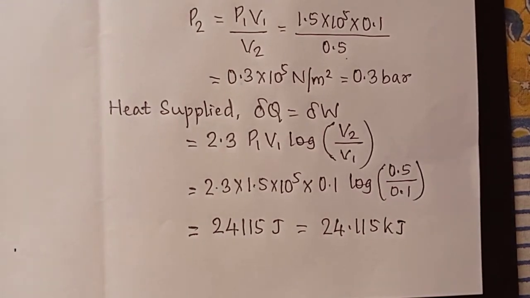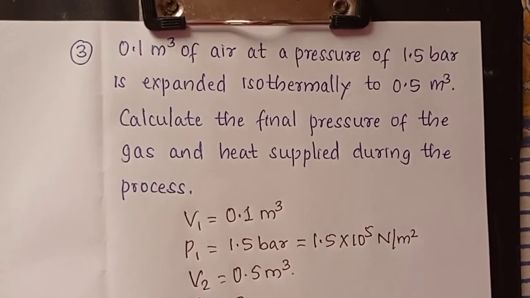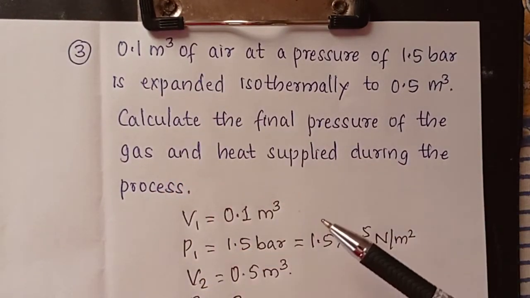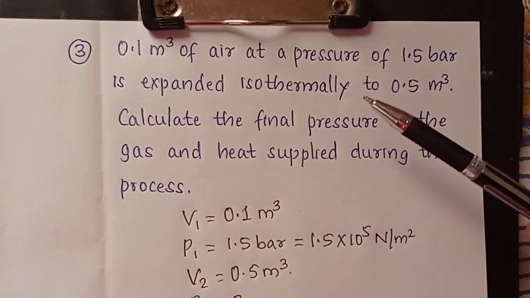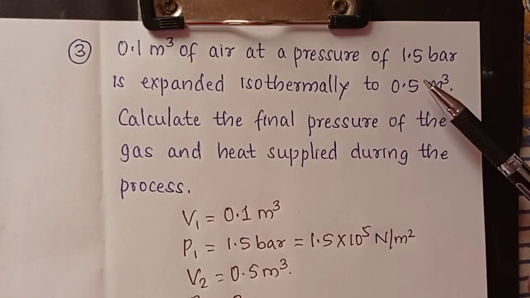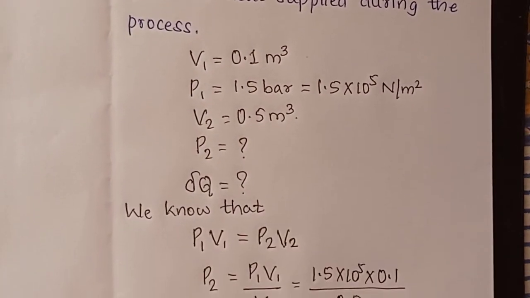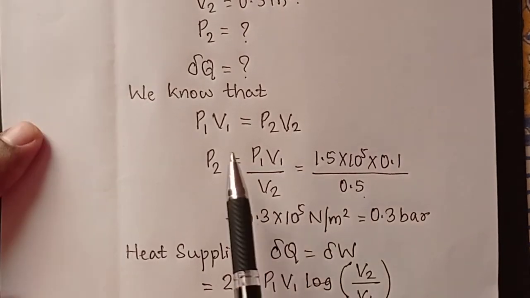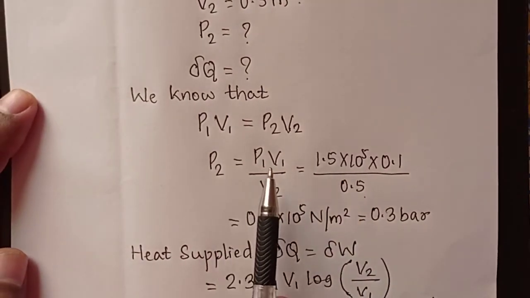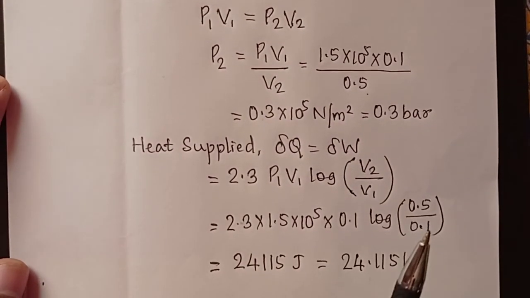I will repeat the problem once again. 0.1 meter cube of air. So V1 is given as 0.1 meter cube. The pressure is 1.5 bar. So convert that into Newton per meter square, and then V2 is given, that is 0.5 meter cube. And then we need to find out P2 and the value of dou W. So take the PVT relationship and find out the value of P2, that is P2 will be equal to P1 V1 by V2. So find out the value of P2 and then find out the value of dou Q.